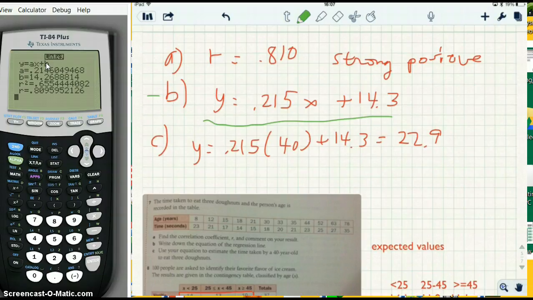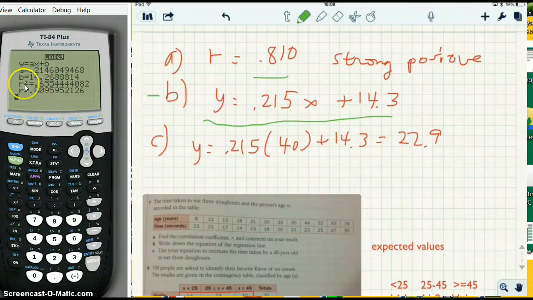Actually, part A is asking you for the correlation coefficient, which is R. Here it is, 0.809. But the 9 rounds up to a 0 because of the 5. That gives you 0.810. Comment on the relationship. Comment on the result. Well, if you remember, between 0.75 and 1.0, that would be a strong correlation. Between 0.5 and 0.75, that would be a moderate. 0.25 to 0.5 would be weak, and 0 to 0.25 would be very weak. So 0.810 is a strong positive, and it's positive because it's positive 0.810. If it was negative 0.810, then it would be strong negative.